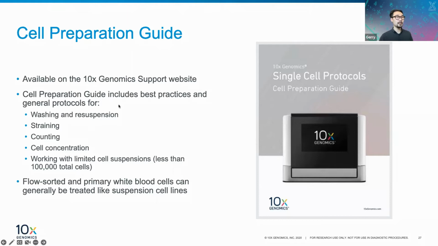So this particular guide includes best practices and general protocols for washing and resuspension, straining your cells, counting your cells, optimal cell concentrations to work with, and also working with very limited cell suspension, that is, less than 100,000 total cells. In terms of the cells that you can work with, the workflow accepts both flow sorted and primary white blood cells. These can be treated like cell suspension lines, or you can work with other cell types as well, of course. And as I said already, there are many protocols that help you deal with different sample types.